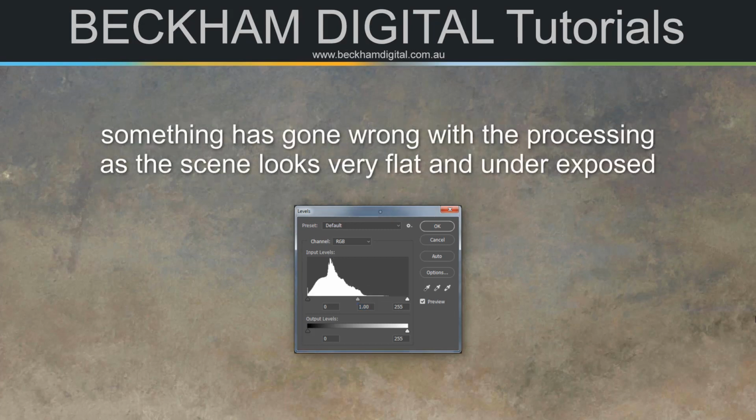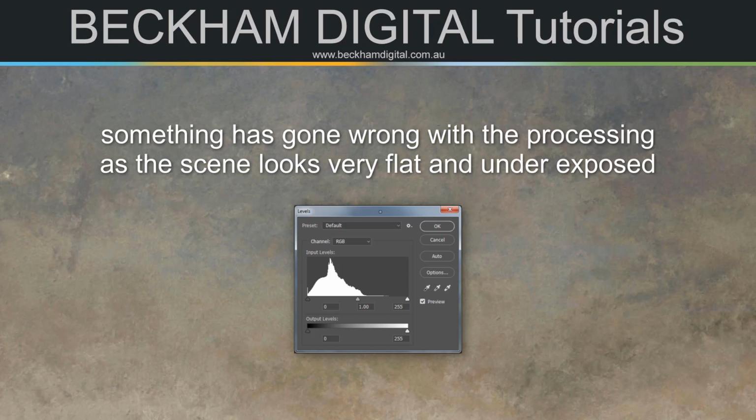And the final one of the three: something's gone wrong with the processing and the scene looks very flat and underexposed, and once again the judge was absolutely right. And when we look at the histogram, we can see why. All we need to do now is to move that slider in from the right into the edge of the histogram, and once again the image is improved 200%. It looked great once I'd made those changes, but of course it would have been much better to make those in Camera Raw or Lightroom.